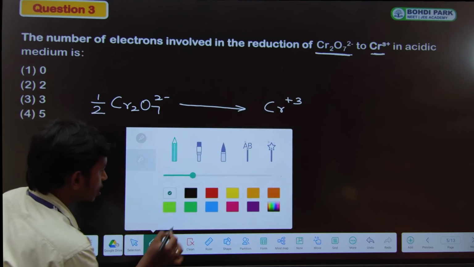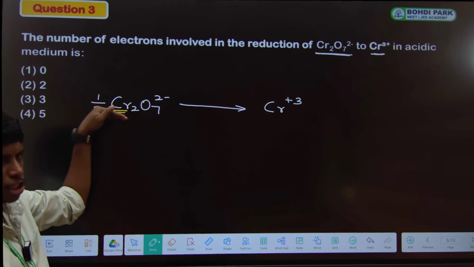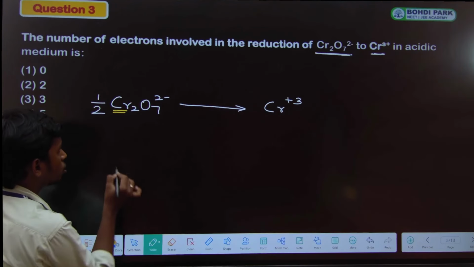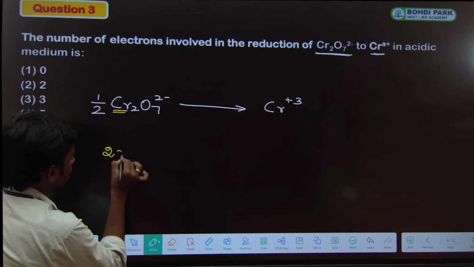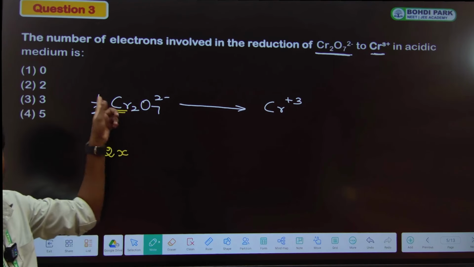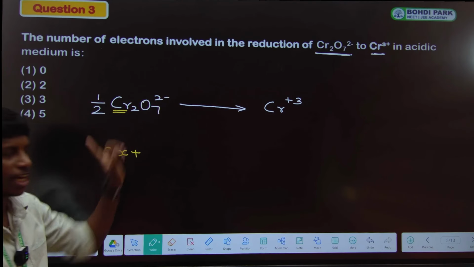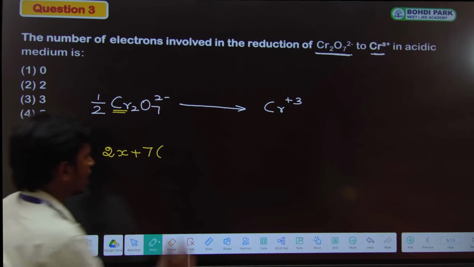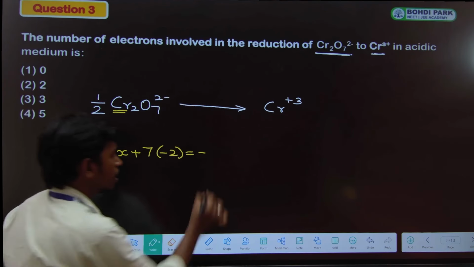In order to find that, we have to calculate the oxidation number of chromium. Okay? Here we have to find the oxidation number separately and find how many electrons are involved. So what is the oxidation number of chromium? To find it, we have to derive it. So 2 chromiums are there. The chromium oxidation number is not known, so 2 into x plus, what is the next element? Oxygen. How many oxygens? 7. 7 into the oxidation state of oxygen, -2. 7 into -2 is equal to the overall charge. What is the overall charge? -2.